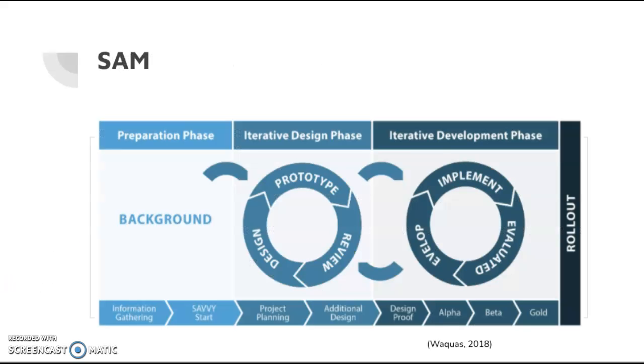So if we look at this model, we're going to see in the SAM model 3 different phases. And I'll talk about each of these phases in detail, but we have the preparation phase, the iterative design phase and the iterative development phase. This looks a little bit different than the ADDIE model. We're going to talk about the cyclical nature in each of these phases.